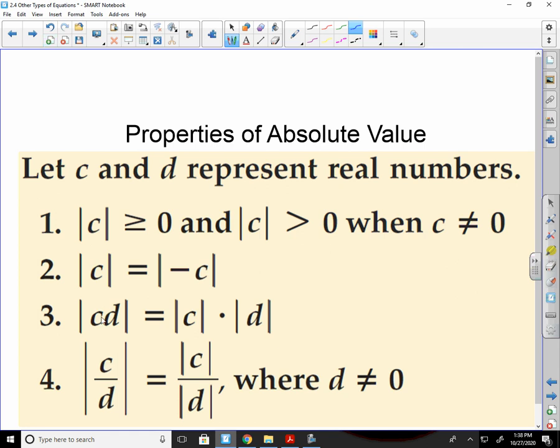The absolute value of cd is equal to the absolute value of c times the absolute value of d. In other words, if I was to say c is negative 3 and d is 5, then negative 3 times 5 gives you negative 15. Absolute value is positive 15. And if we do the absolute value of c, which would be negative 3, that would give you positive 3 times a positive 5, which is still positive 15. It doesn't make a difference.